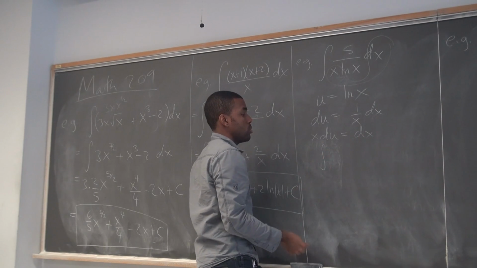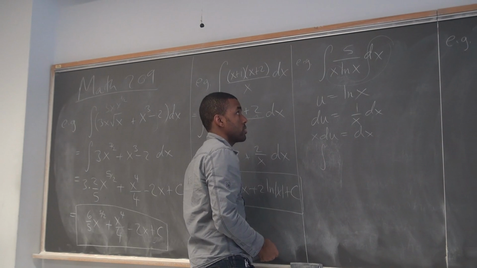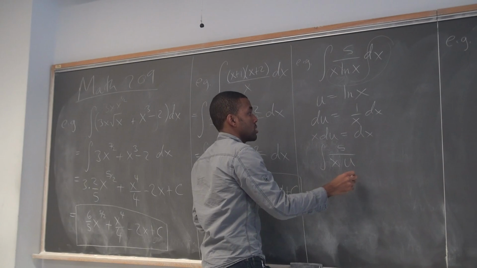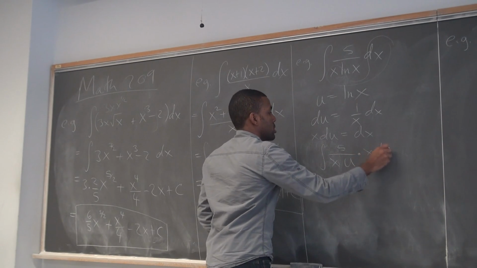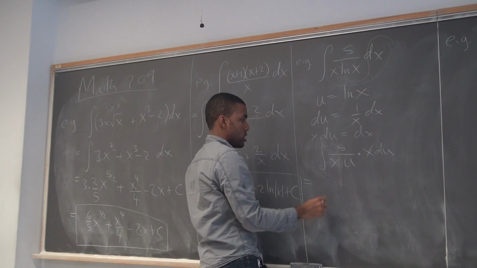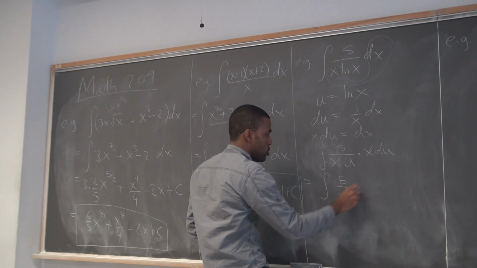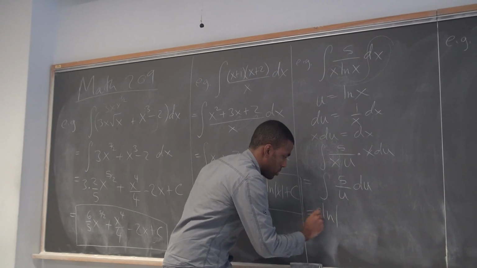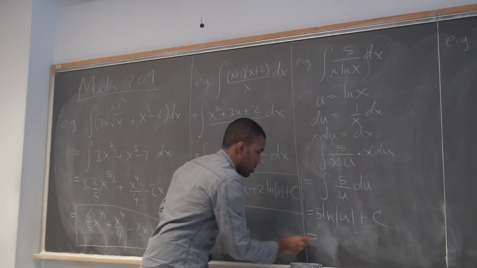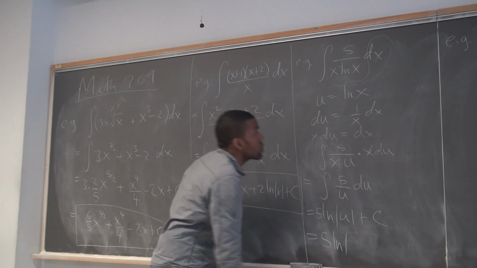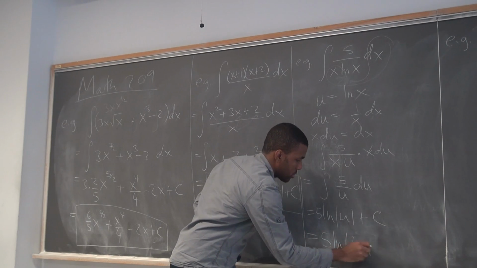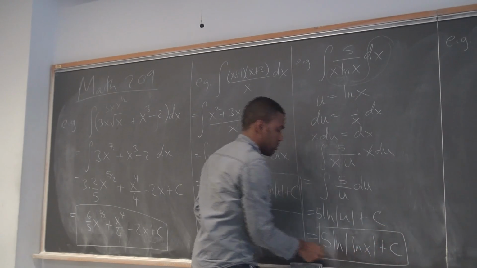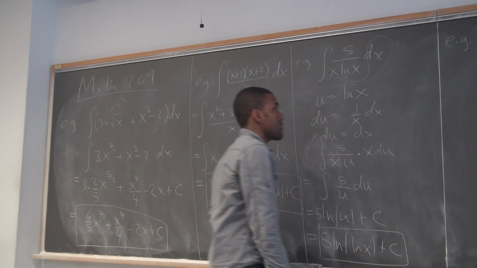So now you can start to plug things in. So what would we have? 5 over u times x du. The x is cancelled. And so you just basically have the integral of 5 over u du, and this is 5 ln absolute value u, which is 5 ln of ln x. Okay, good. This one?